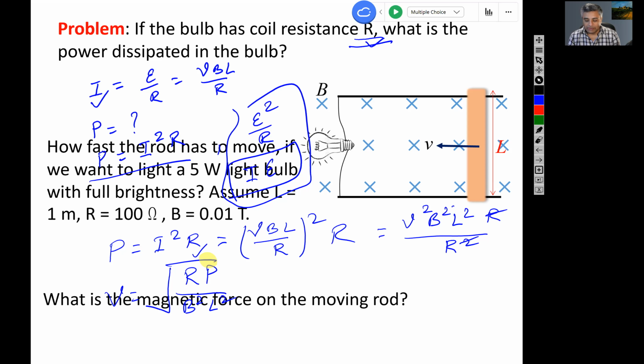And you already know how to find the force on the moving rod. Okay, so let's take a break at this point, I think. But feel free to ask me if you have a question here.